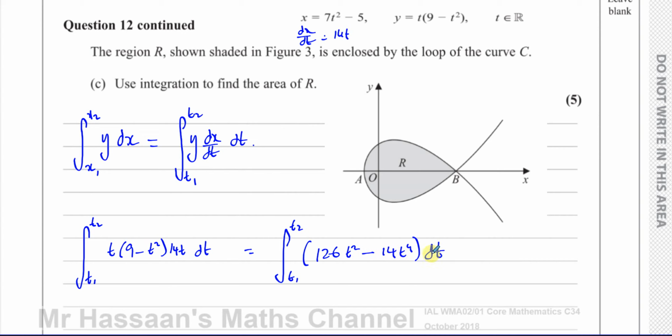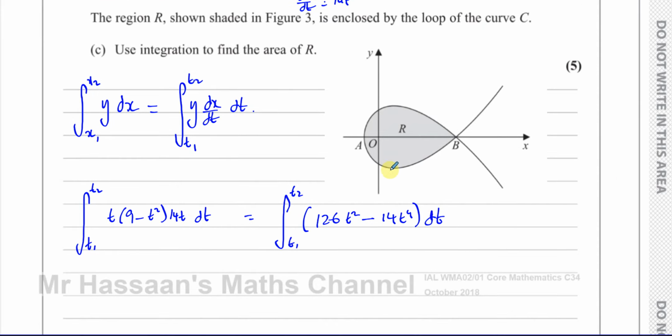And that's integrated with respect to t. That's 14t times t, that's 14t cubed times minus t squared. So that is y dx/dt dt. Now, as we discussed in the previous part of the question, when t equals 0, we're at this point. When t equals 1, we're somewhere over here. When t equals 2, we're somewhere over there. When t equals 3, we're at this point over here.